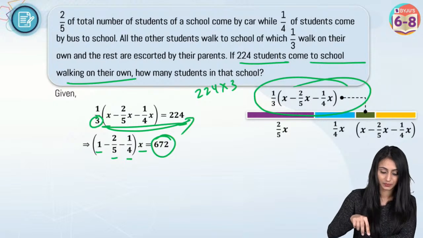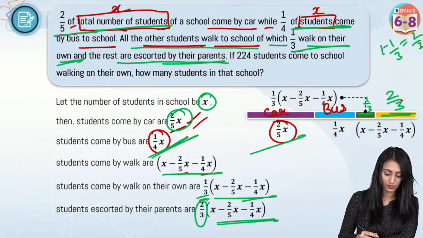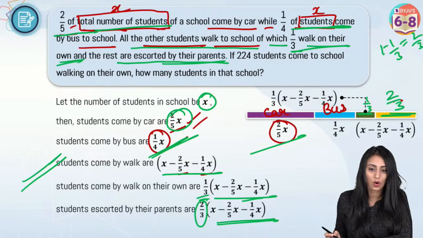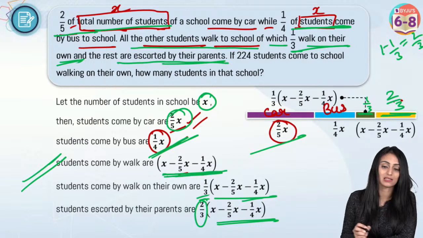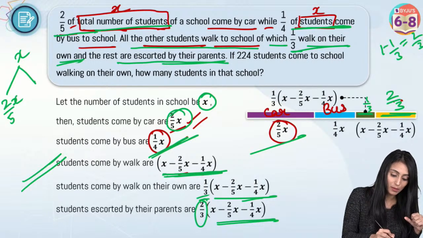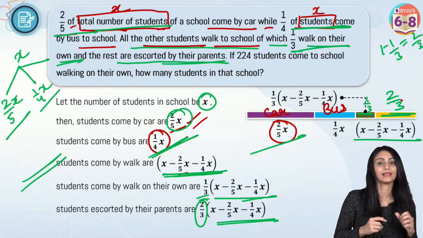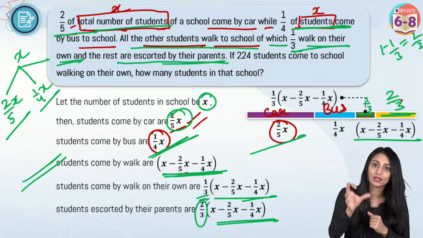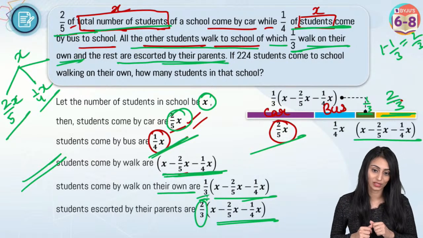From third step, you want me to go back to third step, is this one. Students who are walking, who walk on their own. So these are the remaining students basically. From the total was x, right? From this, students who are coming by car, they are 2/5 of x. And students who are coming by bus, they are basically 1/4 of x. But still, there are students who are remaining in this. From x, we have subtracted this and this to get the remaining students. From that remaining students, there are students who are walking on their own, they are 1/3 of that.